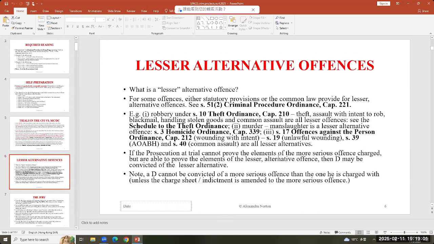So I've put a bit of detail for you on this next slide about what we mean by lesser alternative offenses. Defendant can never be convicted of a more serious offense than one he's charged with, but there is the possibility for him to be convicted of a less serious offense even if it's not specified in the indictment, because of Section 51, subsection 2 of the Criminal Procedure Ordinance.